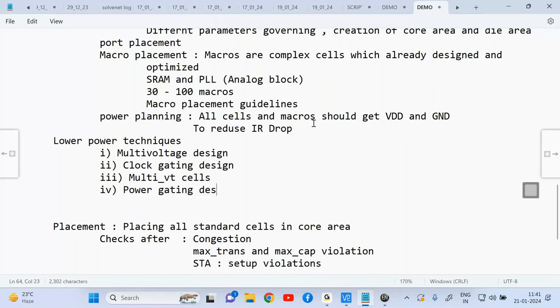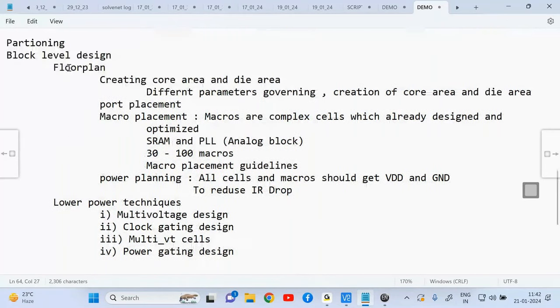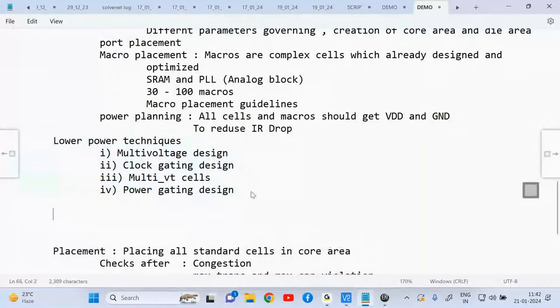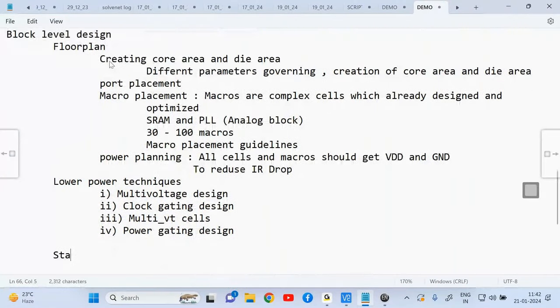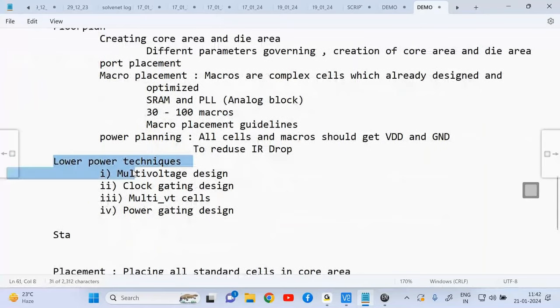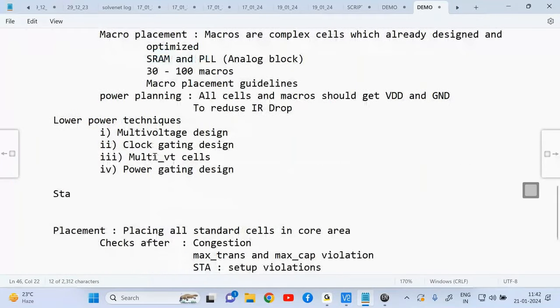So what are these designs? How are they going to reduce the power? How can we reduce the power by using these designs? When we want to implement these designs, what additional changes do we have to do in the floor plan? That we'll study in low power techniques. After low power techniques, we will also study STA, static timing analysis. See, physical design is very simple. But doing physical design while meeting timing, power and area is very difficult. So if I want to meet the power, I want to implement low power techniques. If I want to meet the timing, I have to do this check, static timing analysis.